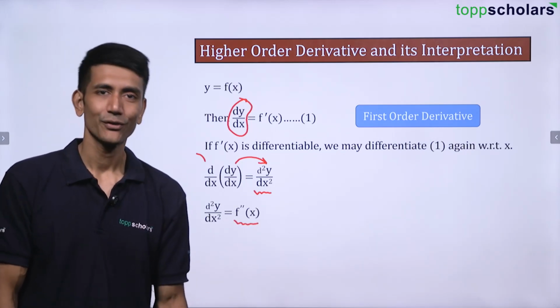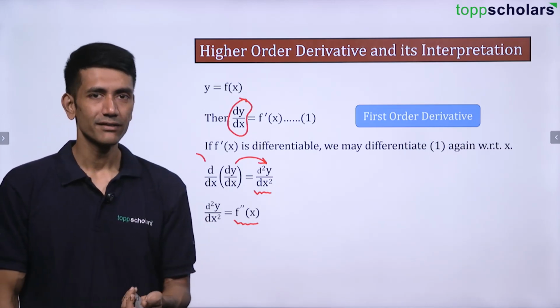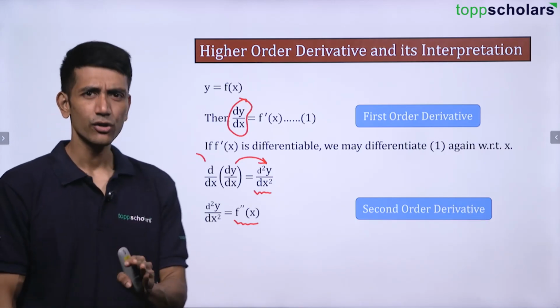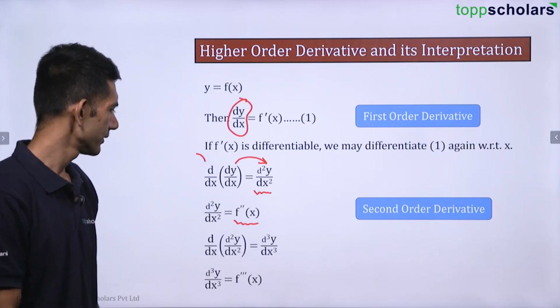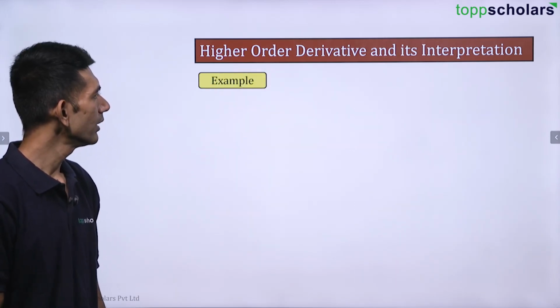If you take derivative one more time, that will become third order derivative, right? d3y by dx cube and so on. So you have questions up to second order derivative only. This is third order and so on. Fine. Let's continue. Let us see an example.